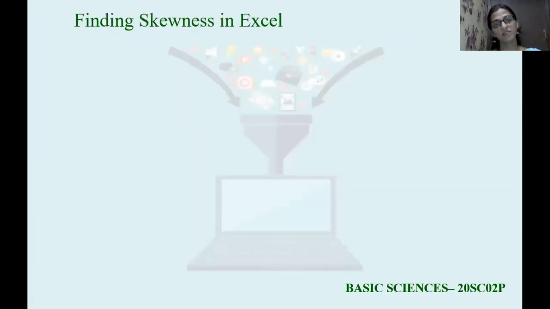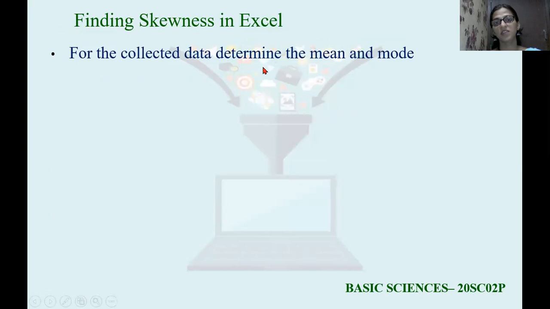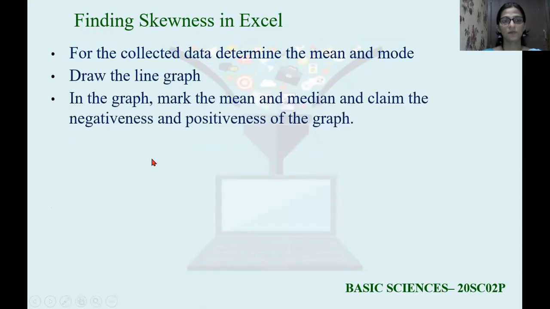Next, let us see how we can find the skewness in Excel. What we should do? First, we should collect the data, and we should determine the mean and median of the data. Then we should draw a line graph for the data. Then we should check how the mean and median compare: whether the mean is less than the median or greater than the median. If the mean is less than the median, it represents a negatively skewed graph. If the mean is greater than the median, then it represents a positively skewed graph. That conclusion we must write.